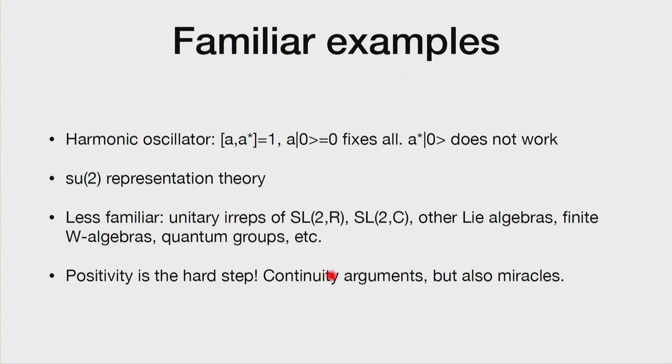Similarly, when you study representation theory of Lie algebras, you try to quantize, so study spherical harmonics on a sphere. Again, you take SL2, you look for a representation where there is a lowest weight vector and build a module, look for an inner product, and so on. And this technology can be used in less familiar situations. You can build unitary representations of SL2R, SL2C, other Lie algebras, quantum groups. There is quantum deformation, so this whole procedure can be applied to quantum groups.